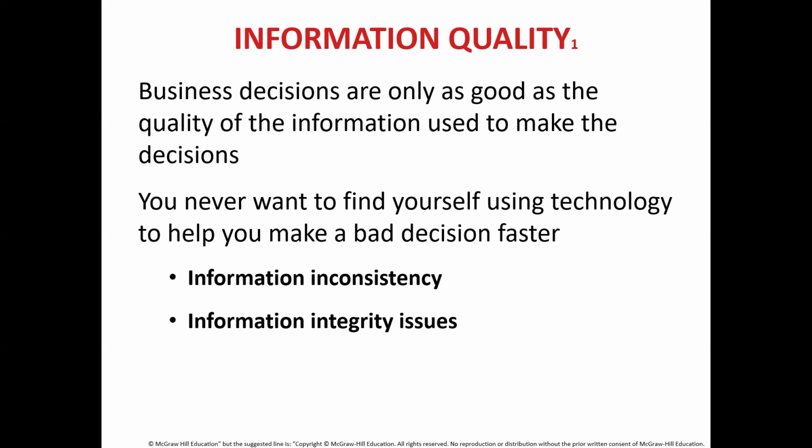Information integrity issues occur when a system produces incorrect, inconsistent, or duplicate data. Data integrity issues can cause managers to consider the system reports invalid and make decisions based on other sources.